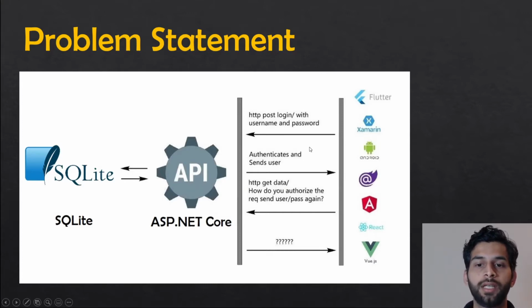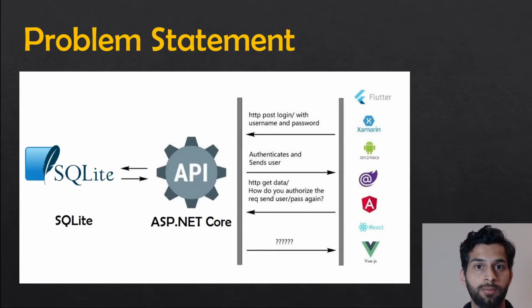To authenticate the user, you use their username and password and send that request to the API. The API checks the username and password in the database, authenticates the user, and sends the user back to the client if the username and password exist in the system. Now, once the user is in the system, you need to authorize the API request too.